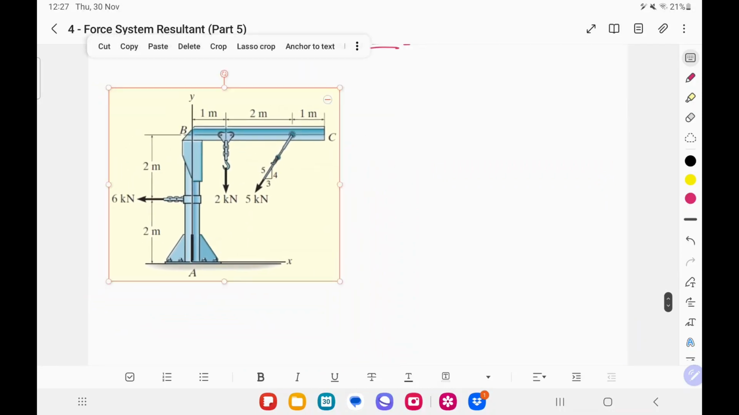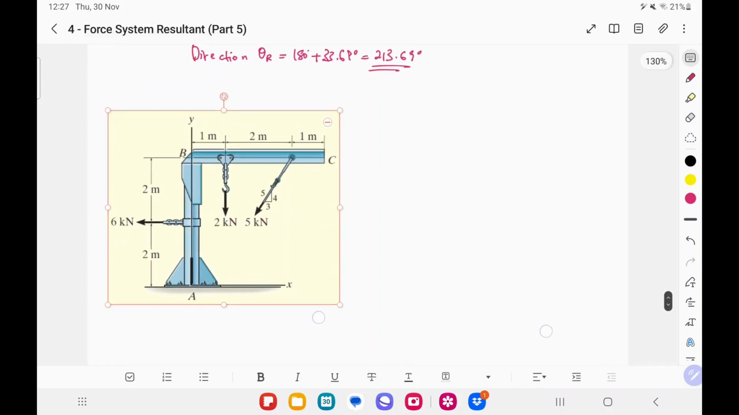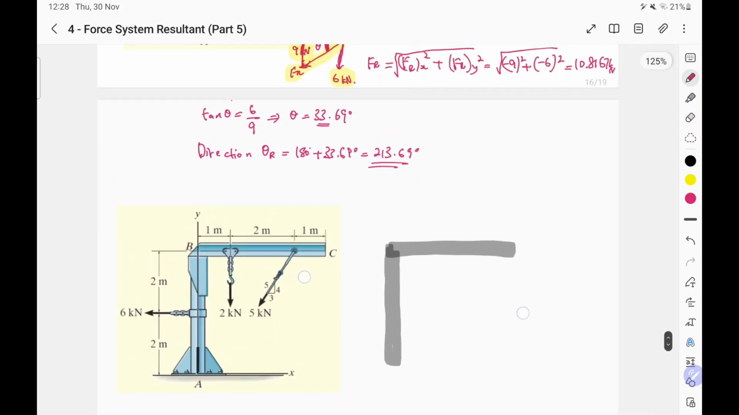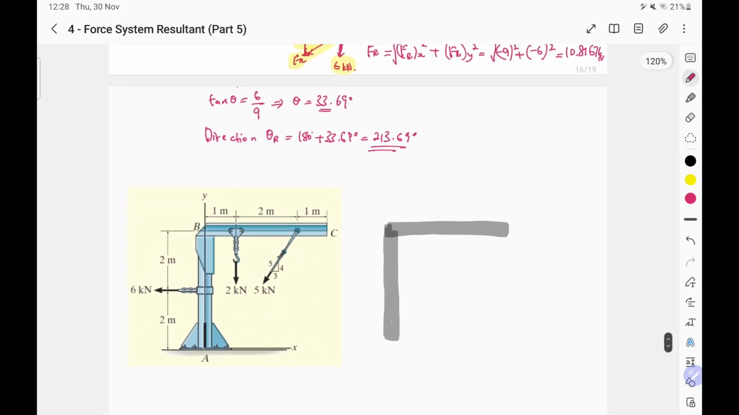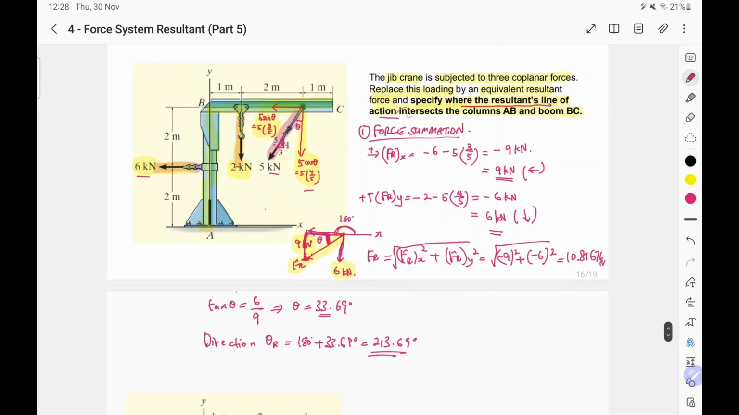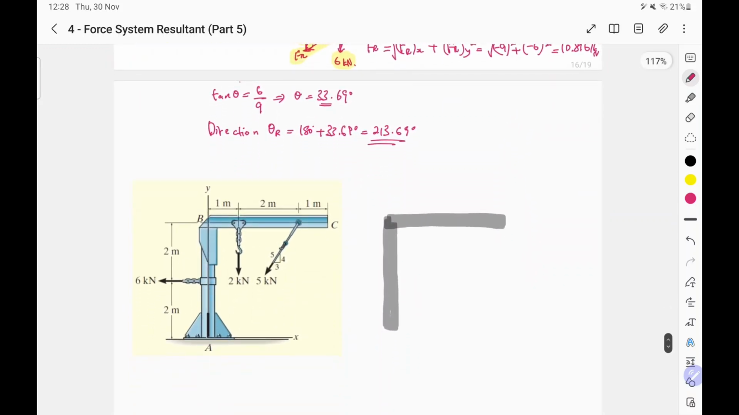Okay, so this is the original picture. Now if I were to resketch the resultant force, let's say this is my jeep crane. So this is a simplified free body diagram. In the simplified free body diagram, basically kita tak tahu where is the location of the resultant force. Tapi the hint is that dia cakap you have to specify the resultant line of action intersects the column AB and also boom BC. So, they wanted to know where is the line of action dekat column AB. Kalau you tengok, this is column AB, this one. So, they wanted to know what's the line of action along here and also along here.